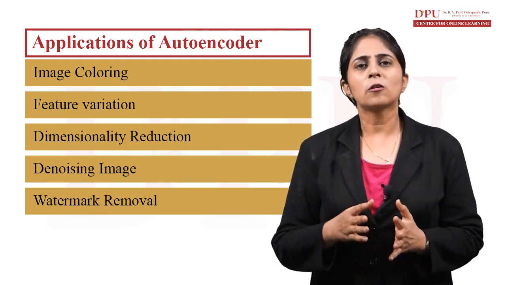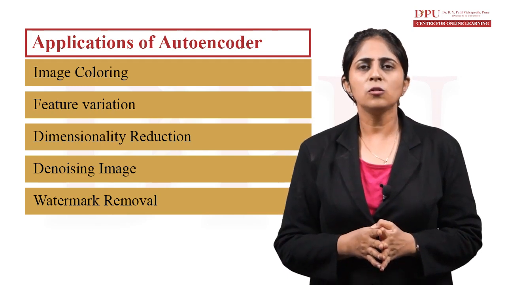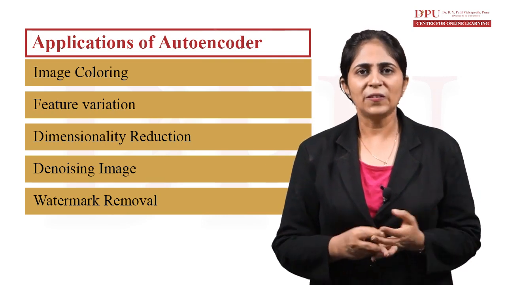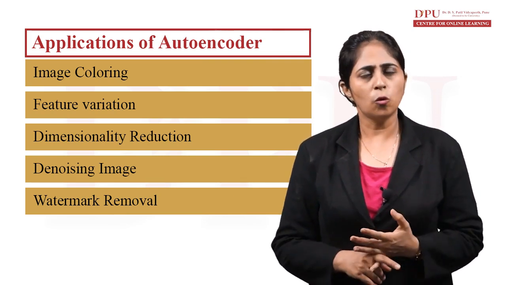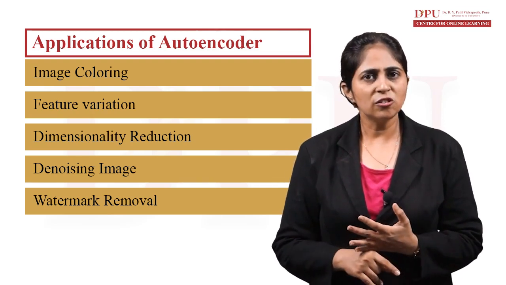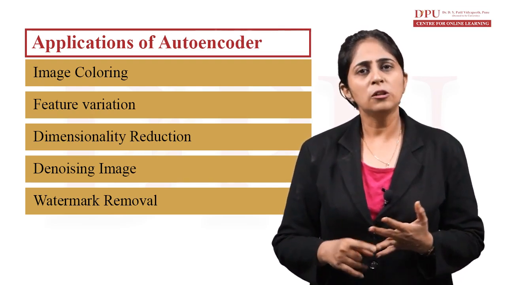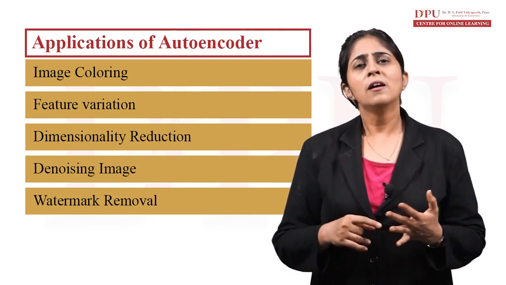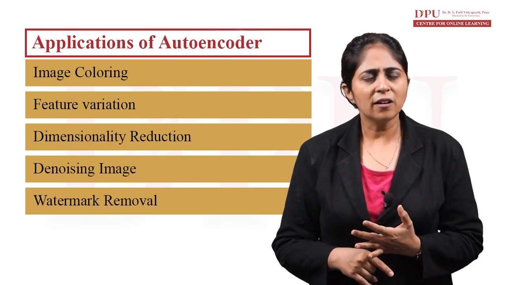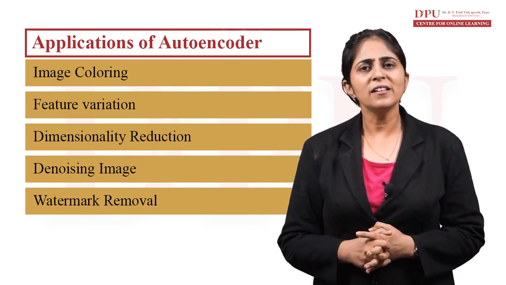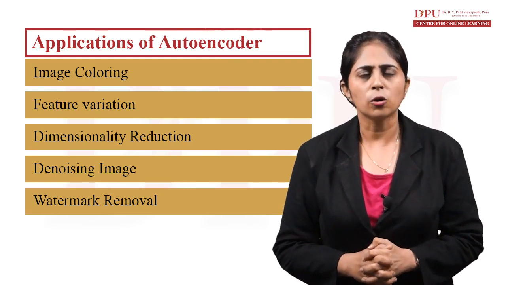So we have seen what the autoencoder is basically doing: it is compressing the images with the help of three layers, encoder, code and decoder. And if we talk about its various applications, it can be used to denoise images, for watermark removal, for dimensionality reduction, feature reduction, etc. So these are the various applications of our autoencoder.